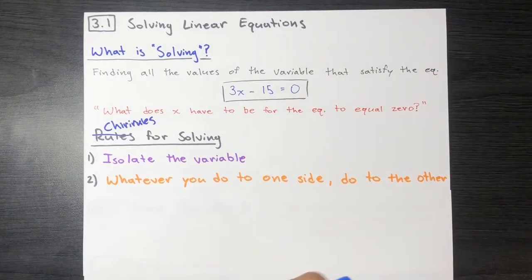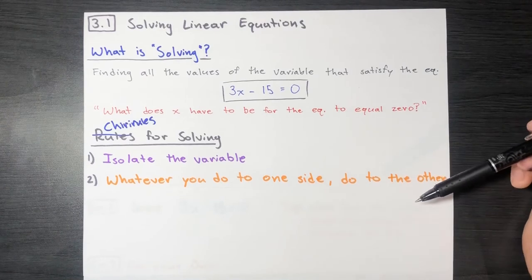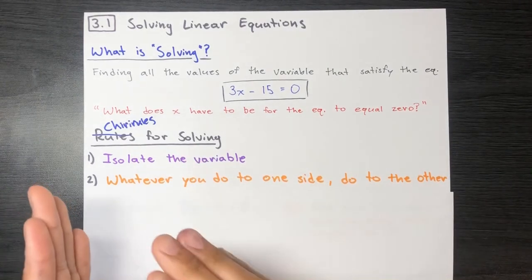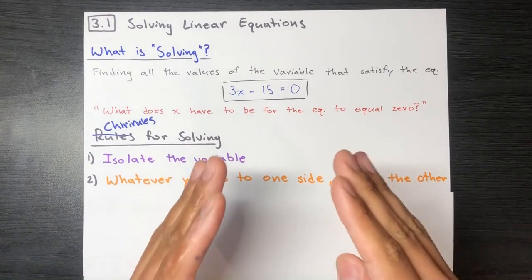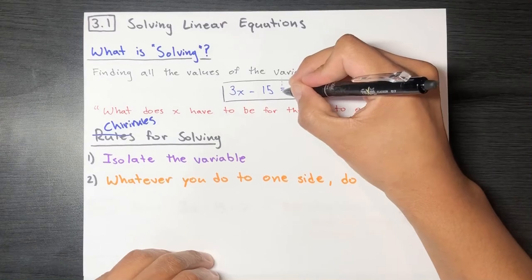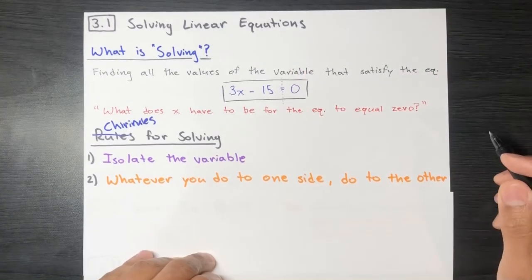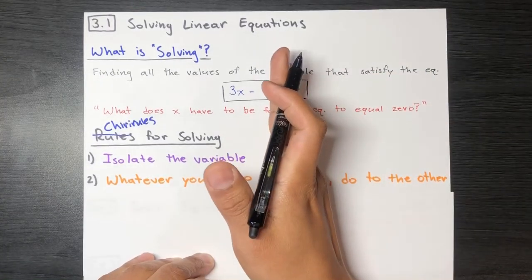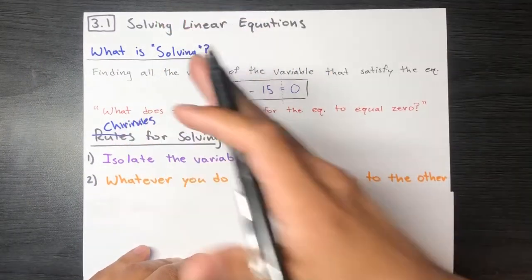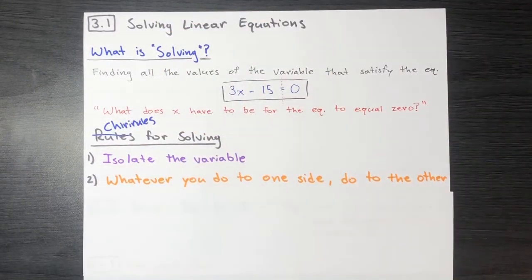And then number two, most importantly, whatever you do to one side, you have to do to the other. The exact thing that you do to one side, you're going to do the same exact thing to the other side. What do I mean by sides? I mean the sides of the equal sign. Your equal sign is going to divide your equation into two hemispheres. Whatever you do to one hemisphere, you're going to do to the other hemisphere.